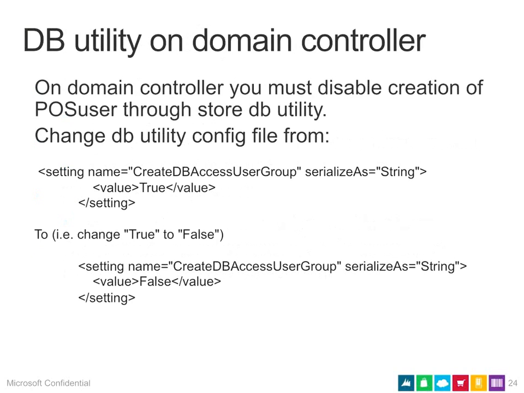So on the domain controller, you have to disable the creation of this POS user, and it's just a setting in the DB config file. This is something we discovered setting up our own one-box tests, and so we created a way around it in the DB utility config file. So you can just change this create POS user setting from true to false, and you'll be fine. I have a lot of information in here. You can go back to the slide deck later and look at it again.